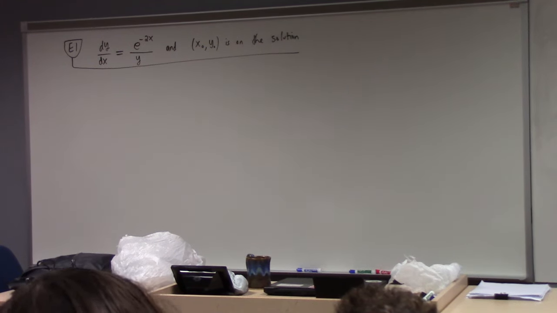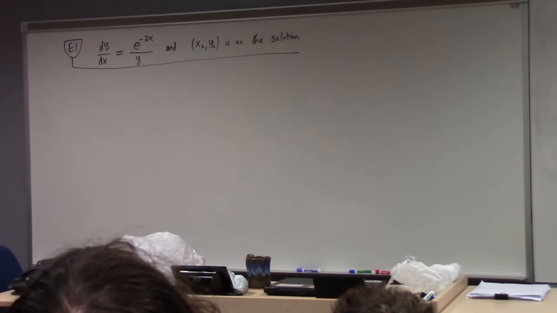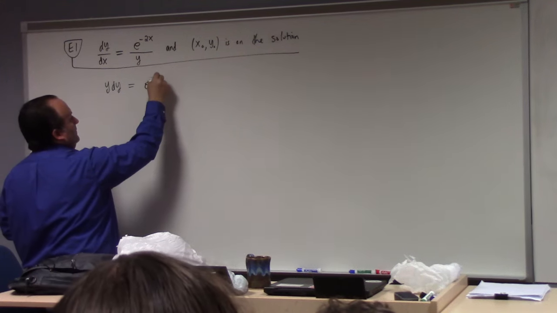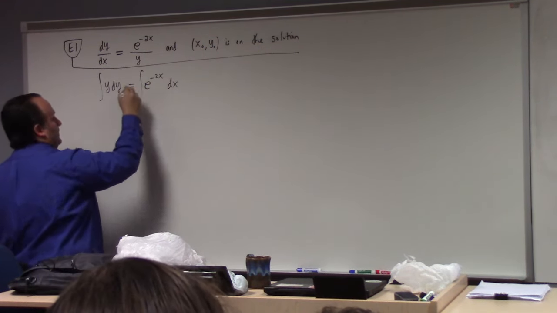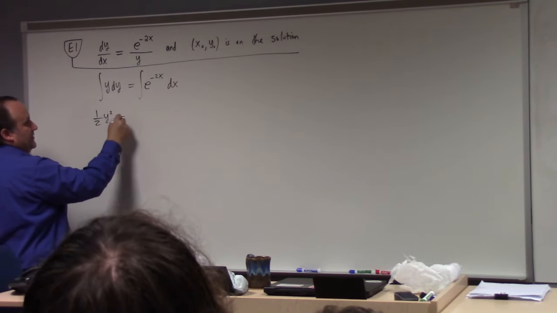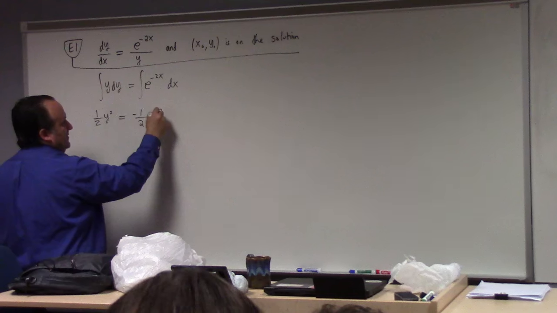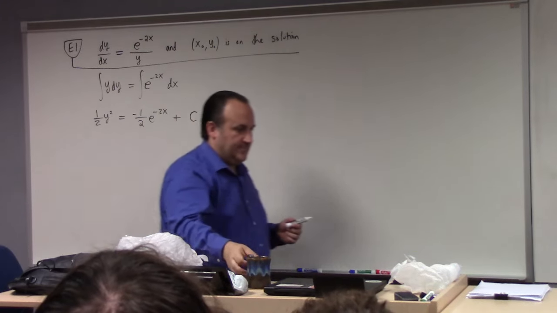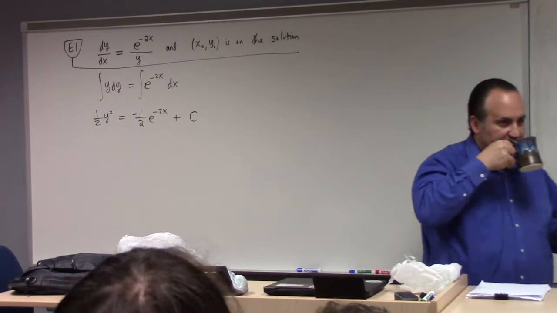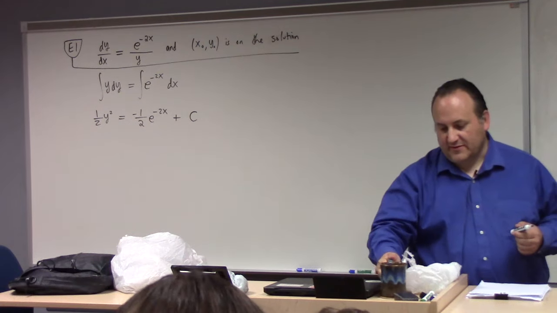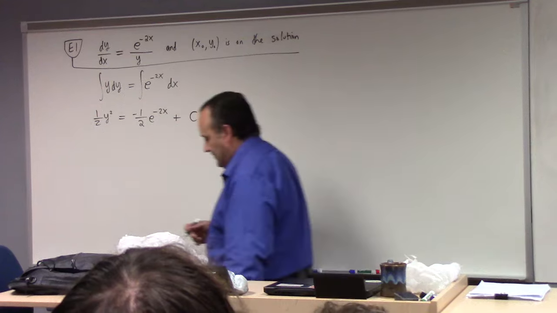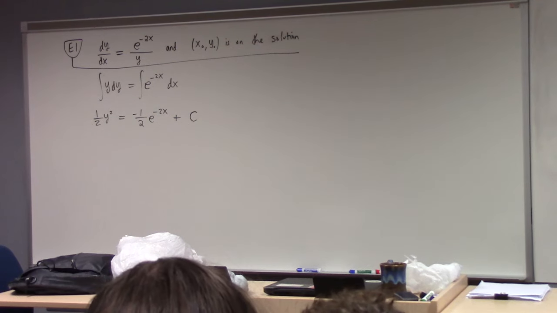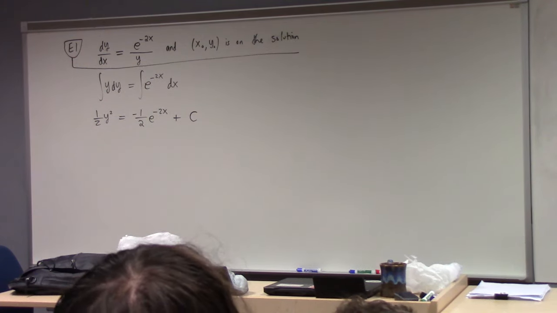Now, how do you solve this? Separate, then integrate, and that gives us 1/2 y squared is minus 1/2 e to the minus 2x plus a constant. Why the minus 1/2 over here? That's a u equals minus 2x substitution, right? It's a Calc 1 integration. I hope you can do that one in your head. If you can't, write out the u substitution. I won't count it against you, unless you do it wrong, but you won't.